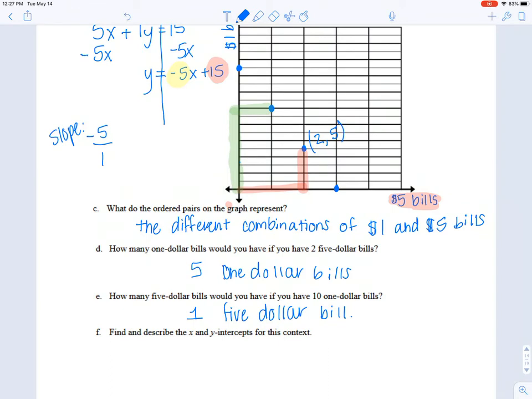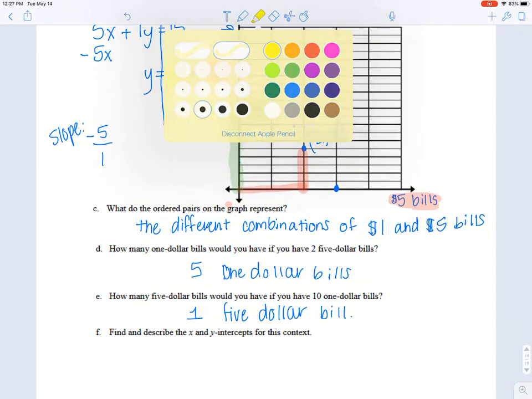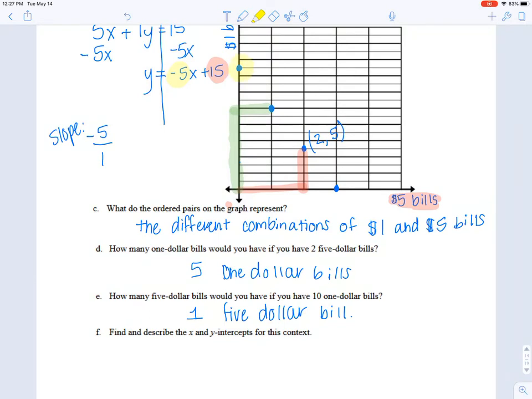Okay, find and describe the x and y intercepts for this context. Our y-intercept is 15. Our x-intercept is also... The difference is this point is 0, 15, and this point is... I'm sorry, that's not 15, 0. I don't know what I was talking about. It's 3, 0.